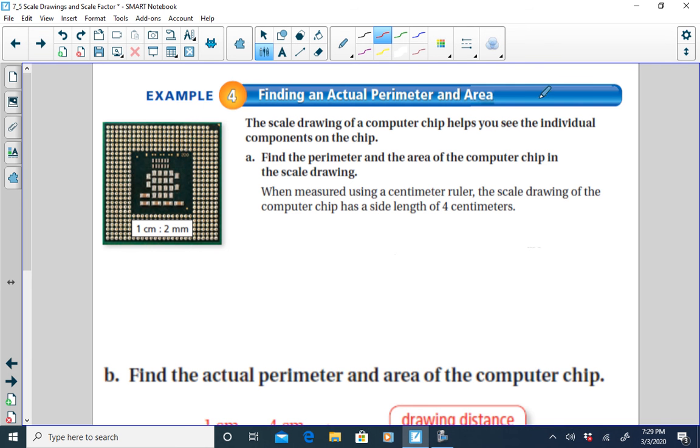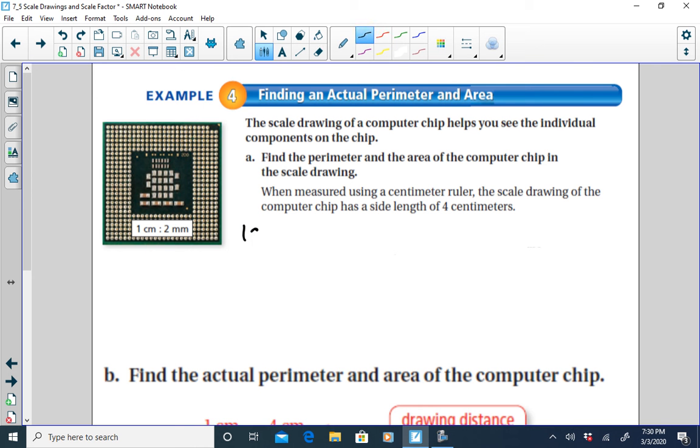Find the actual perimeter and area. The scale drawing of a computer chip helps you see the individual components on the chip. Part A asks us to find the perimeter and the area of the computer chip in the scale drawing. So what do we have to do? Well, we're told when measured using a centimeter ruler, the scale drawing of the computer chip has a side length of 4 centimeters.